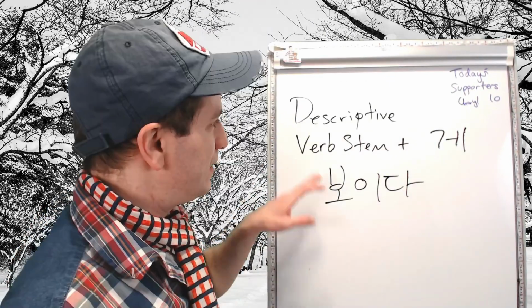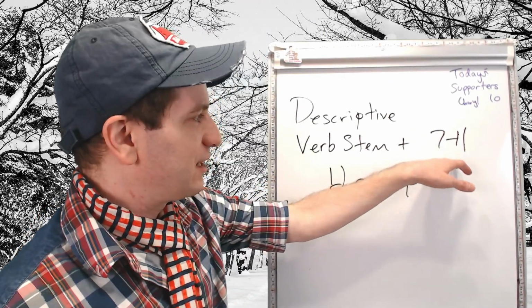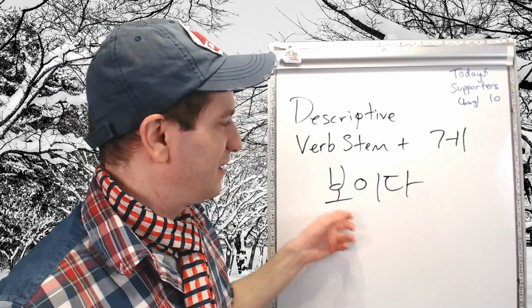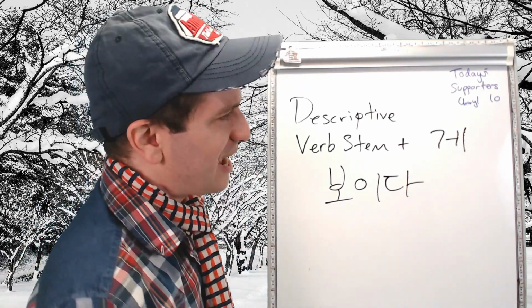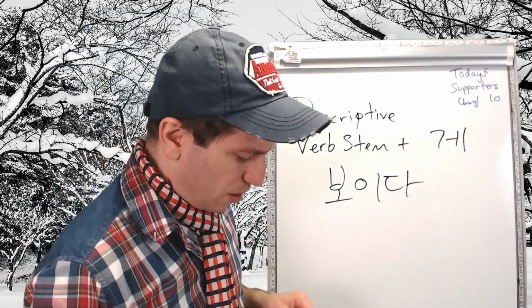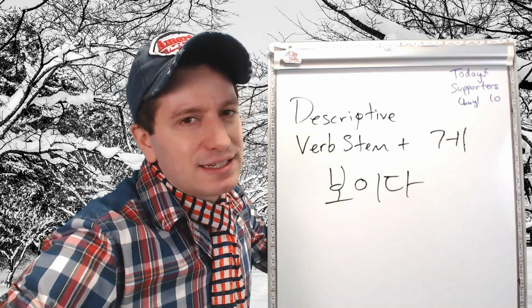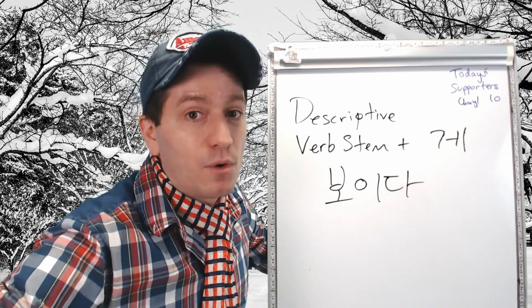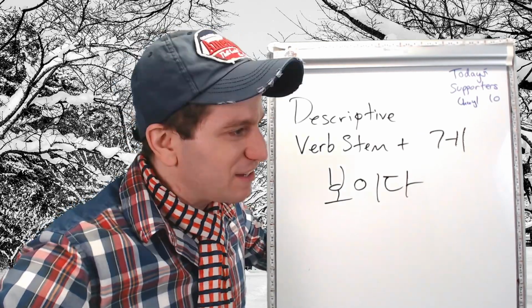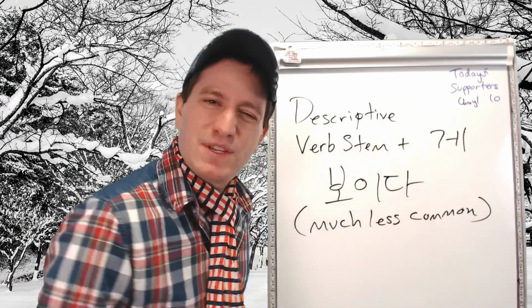Here's another form. You take a descriptive verb, you attach 게 to the verb stem, and then 보이다. In our example where we had 작다, to be small, well, that would become 작게 보이다. This is the exact same meaning as the form that we just learned. The exact same thing. No difference. Except this form is much less common.